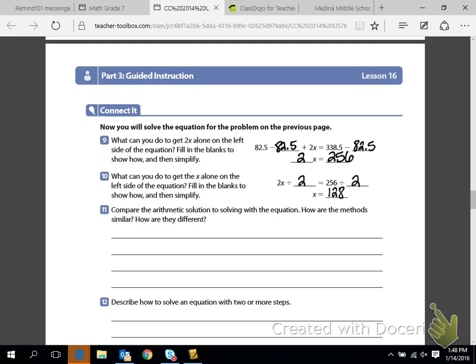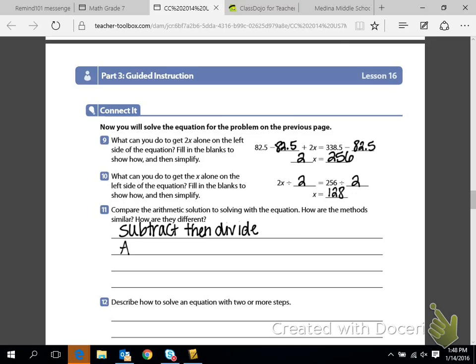Our next question asks us to compare the arithmetic solution, where we listed out the steps, to solving with the equation. We want to know, how are the methods similar and how are they different? First, they're similar because you're still going to follow basically the same steps. You will still subtract and then divide. The main difference is when you did that with the arithmetic, that takes you to the weekly savings. Whereas when you do that with the equation, it takes you straight to the weekly paycheck amount.